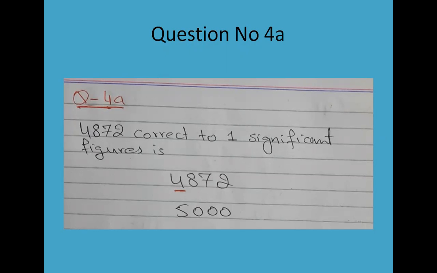Okay, so because after the 4, I have 8 there, this 4 will become 5. And so 4,872 in one significant figure will become 5,000. So it's a very famous question, and hopefully you understand.